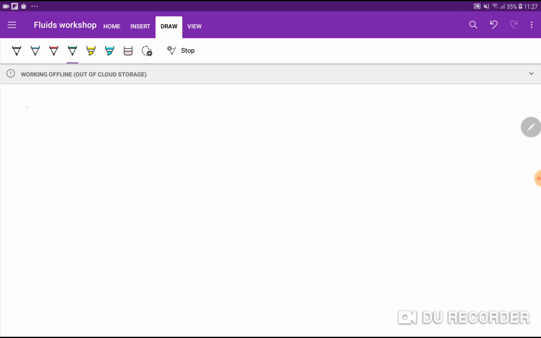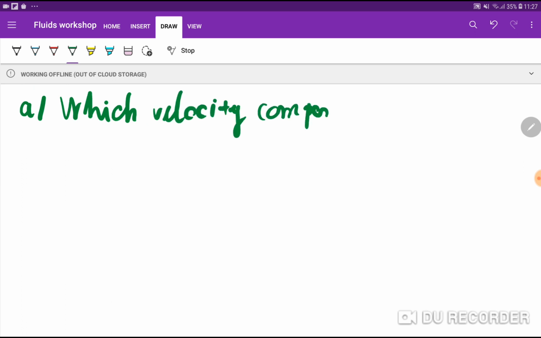So the first question, question A, asks for which velocity component is zero, right? There's a lot of rules you can apply, either mentioned in the textbook or mentioned in lectures, that you can use to determine whether the velocity components are zero or not. So let's go ahead and tackle this.